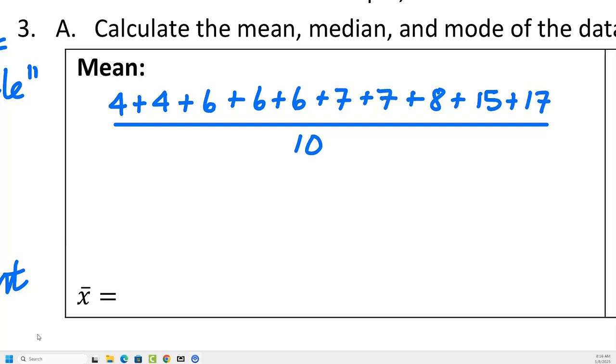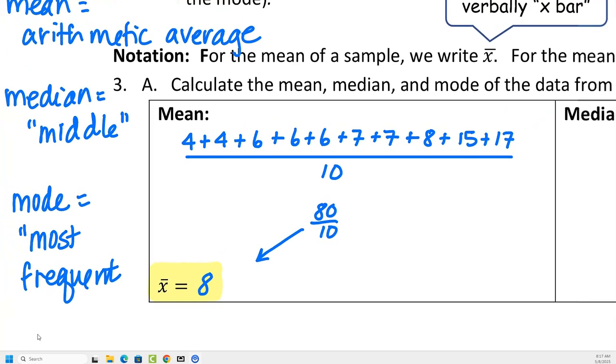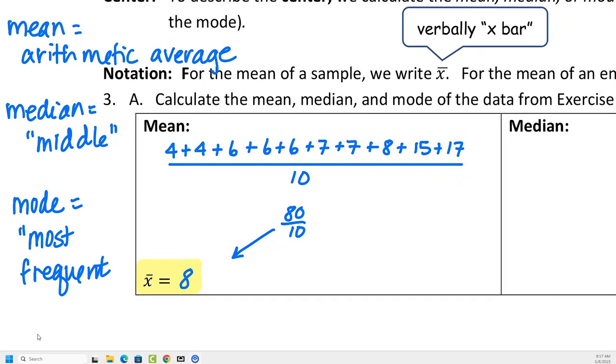When I add those numbers together, I'm just going to tell you that's 80 divided by 10. So my average is 8. I'll put it over here. And we usually do the x with the bar on top to show that that's the mean or the arithmetic average. Okay, are we okay for that one?